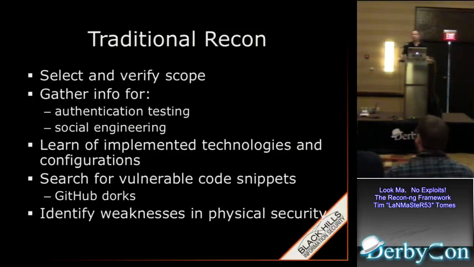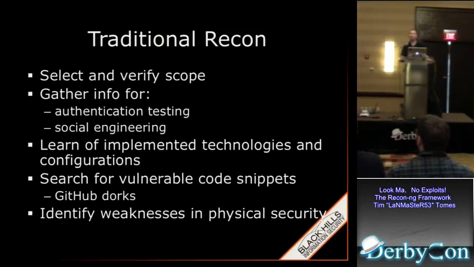We're going to use traditional reconnaissance to gather information, right? We want to gather stuff for authentication testing. Say we've got username harvesting flaws. We need lists so that we can validate usernames. Password resets. We want questions. We want to be able to answer questions like, what's your favorite dog? What's your mother's middle name, or something like that. So we want to gather information for authentication testing.